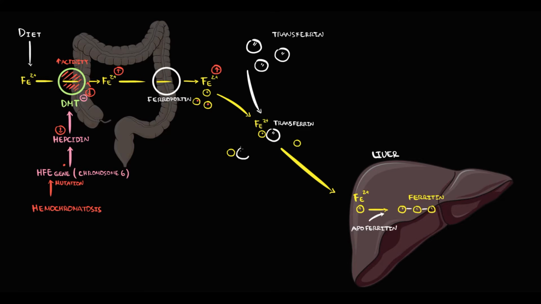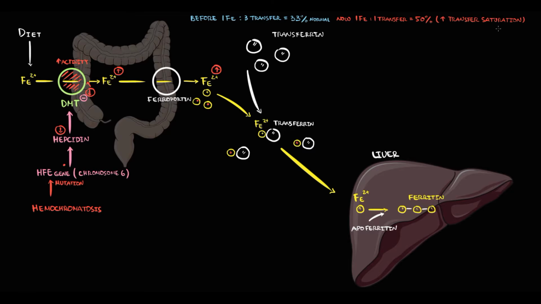And recall that we cannot transport iron through the blood without transferrin. And if previously we had 3 transferrin molecules per 1 iron molecule, which gives a normal transferrin saturation of 33%, now we have 1 iron molecule per 1 transferrin molecule, which gives a transferrin saturation of 50%. So an increase in income of iron into the blood results in an increase in transferrin saturation, which is the first diagnostic marker of hemochromatosis. Obviously, with an increase in the amount of iron in the blood, the level of serum iron increases, which is the second diagnostic marker of hemochromatosis.